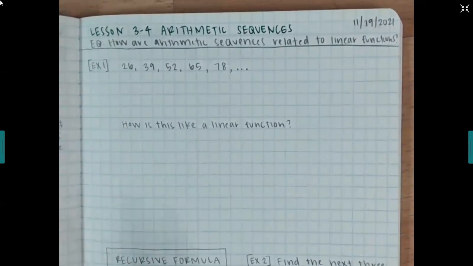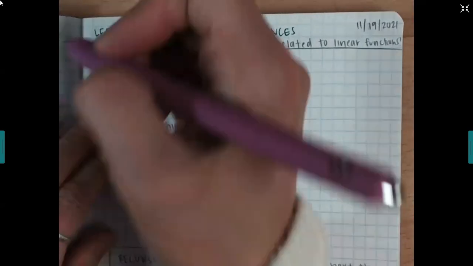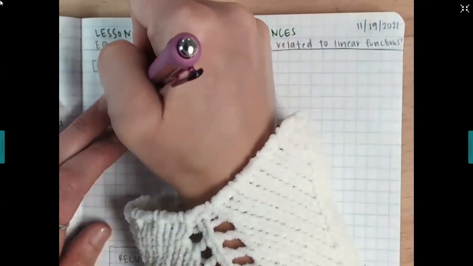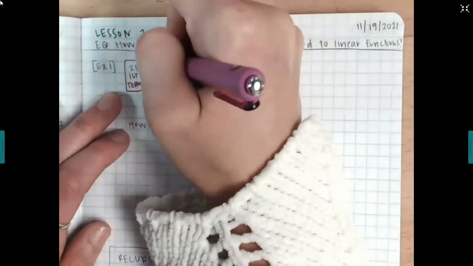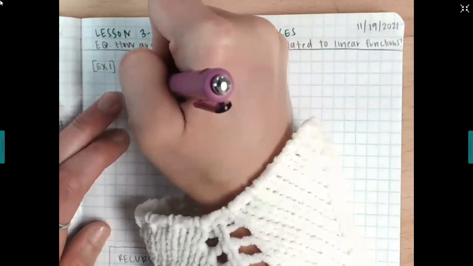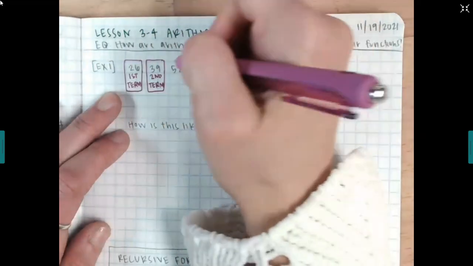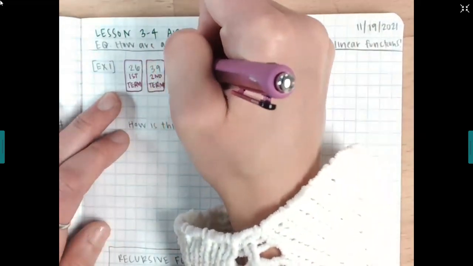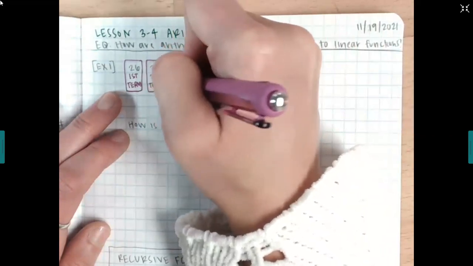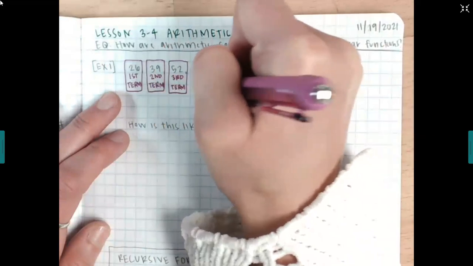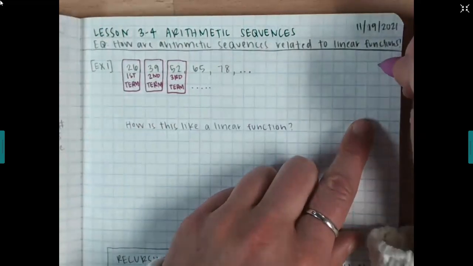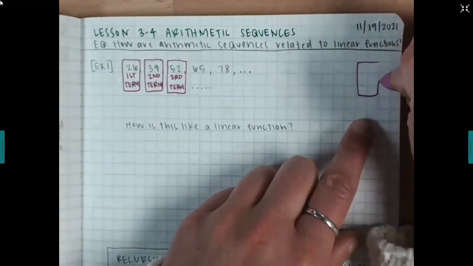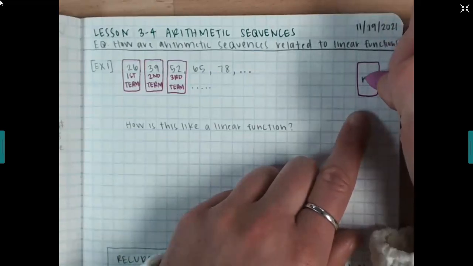So what we're recognizing here is that each of these numbers is a term. So 26 is our first term. 39 is our second term. And so on. We're going to continue. Third term. Fourth term, fifth term, sixth term. And it goes on and on and on forever. That's what those dots mean. And way out here, where we don't actually see it, we call this the nth term.